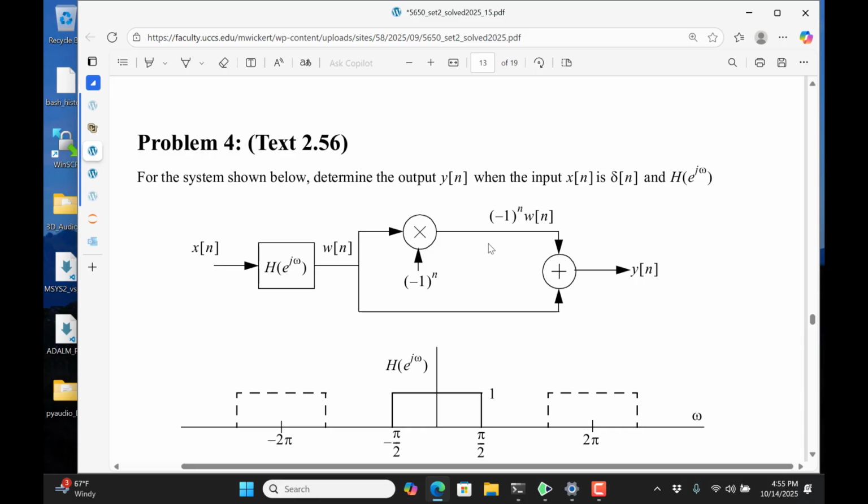Well, this is kind of tradition right here, that in a block, you can put anything you want to in here. You could say it's h of z, you could say it's h of n, you could say it's h of e to the j omega. You just understand that those three are related through transforms, right? But the diagram's being worked in the time domain. It's just the representation here was the frequency response.